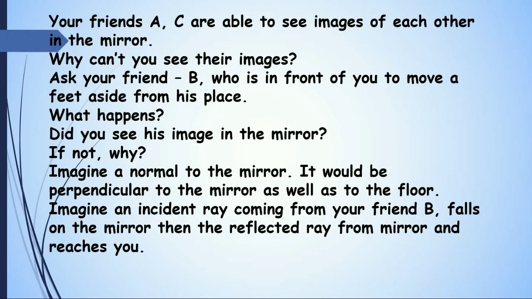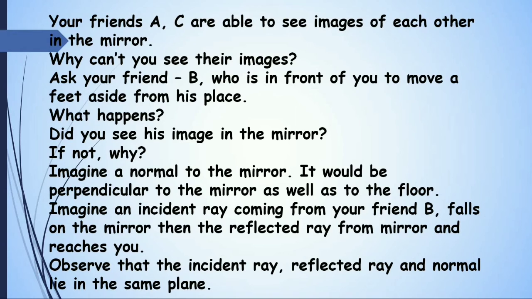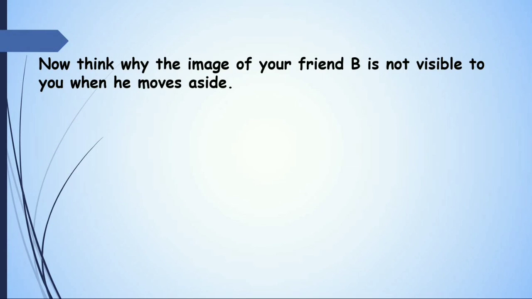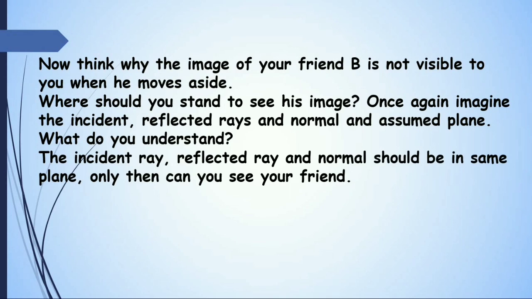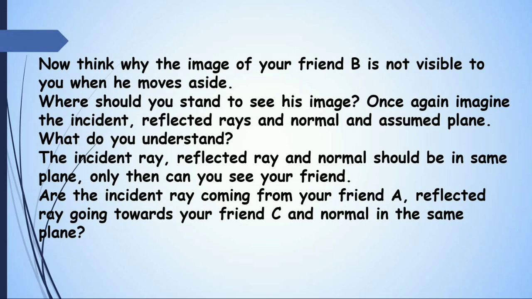So imagine a normal to the mirror. It would be perpendicular to the mirror as well as to the floor. Imagine an incident ray coming from your friend B falls on the mirror, then the reflected ray from the mirror reaches you. This is the way you can see your friend. Now B was not there. So from this we can conclude that the incident ray, reflected ray and the normal all lie in the same plane. Now you can think why B is not visible to you when he moves aside. Because the incident ray, reflected ray and normal should be in the same plane. That's why only those who are opposite can be visible to one another.